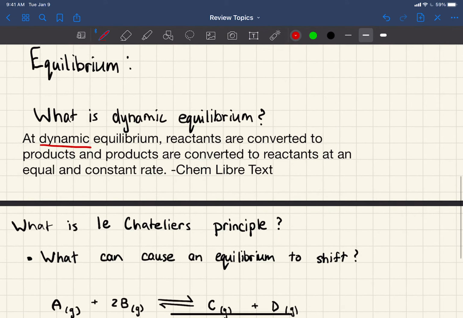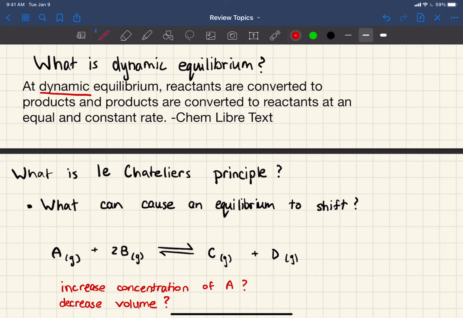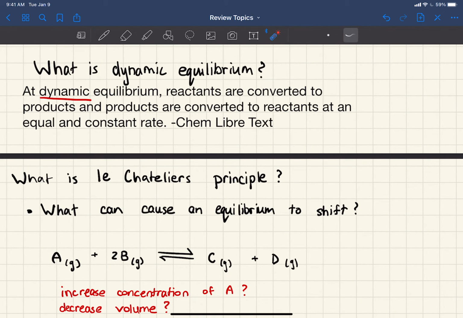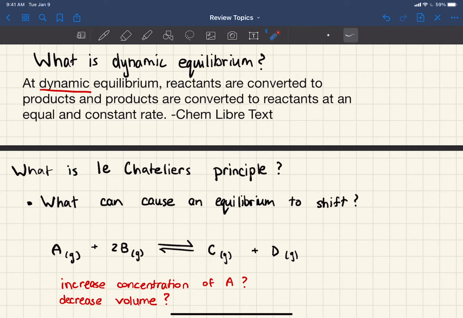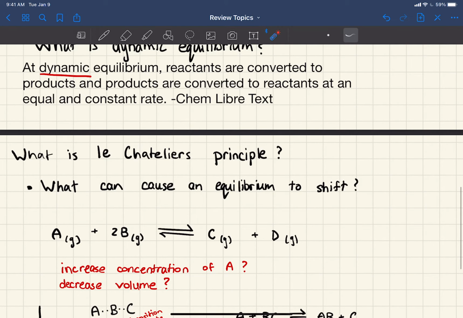And so we can look at this in an example here. This is actually for another example, but I'll use this to point out what I'm trying to say. So we have A plus 2B on this side, we have C and D on this side. So dynamic equilibrium doesn't mean that nothing is going on anymore. It may look like it, but A and B are still being converted to C and D, and C and D are still being converted to A and B. It's just that the rates at which both of these are occurring are equal, so we can't visibly see a difference, right?